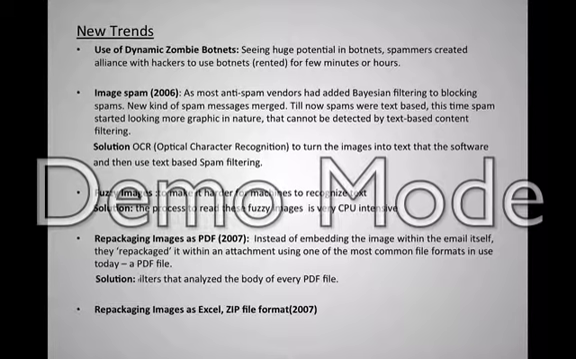After that came repackaging images as a PDF. Instead of embedding the image within the email itself, they repackaged it as an attachment. So the solution was filters that analyze the body of every PDF file or every attachment of the mail to classify it as spam or ham.